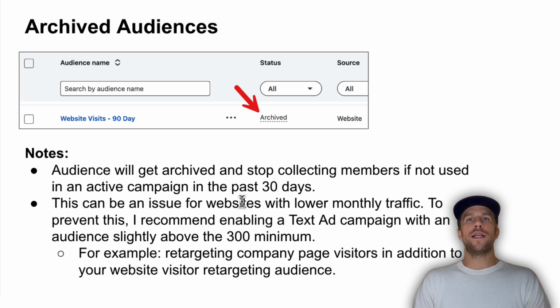So what I recommend is creating a text ad campaign, and you target your retargeting audiences as well as another audience like a company page visitor retargeting audience, and that can typically get most clients above the 300 minimum audience size. And the text ad campaigns are very low cost. Sometimes they don't spend any money in a month because people don't typically click the text ads, and we're getting charged per click the way I set them up. So if you set it up that way, it will keep your audiences in an active campaign and prevent them from getting archived. So just a note on that.